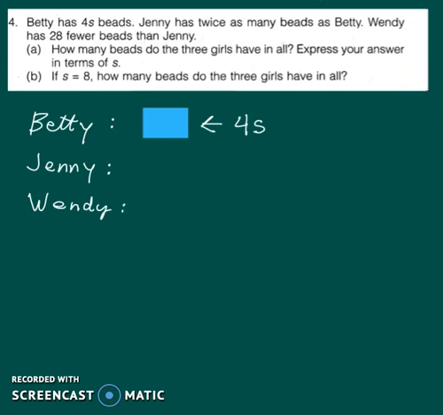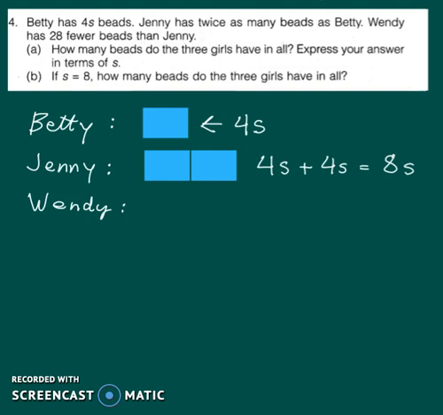How many beads does Jenny have? Well, Jenny has twice as many beads as Betty, so we can represent that using the same blocks that we used for Betty, but now we know that there are two of them because Jenny has twice as many beads as Betty. Okay, so if Betty had 4S beads, we know that Jenny has twice as many, so 4S plus 4S is going to equal 8S. So two of those 4S blocks.